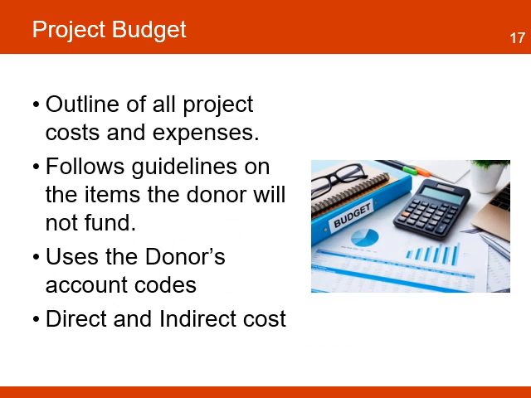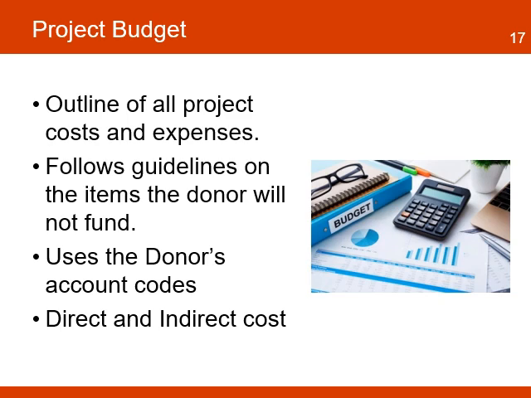The budget will provide an outline of all the project costs and expenses. It must follow guidelines on the items the donor will not fund and identify additional funds that the organization may contribute to this project, such as contributions in kind. This section should follow the donor's budget format. That means using the donor account codes instead of the organization account codes.